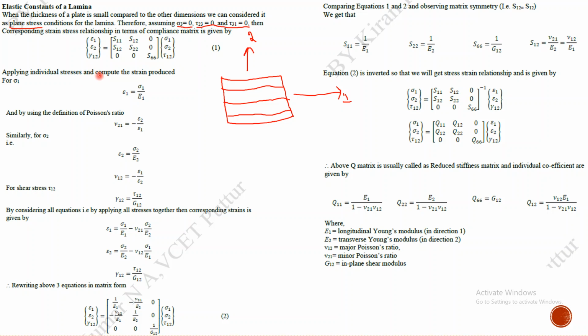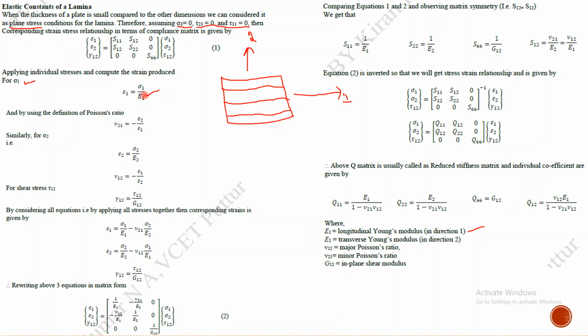Now what I am going to do is apply the individual stresses so that I can use Hooke's law, a one-dimensional Hooke's law. So if I apply only sigma 1, then sigma 1 is equal to E1 into epsilon 1, by using Hooke's law. And the engineering constant E1 is nothing but the longitudinal Young's modulus in the direction of 1, which we have studied in the micromechanical analysis of lamina.